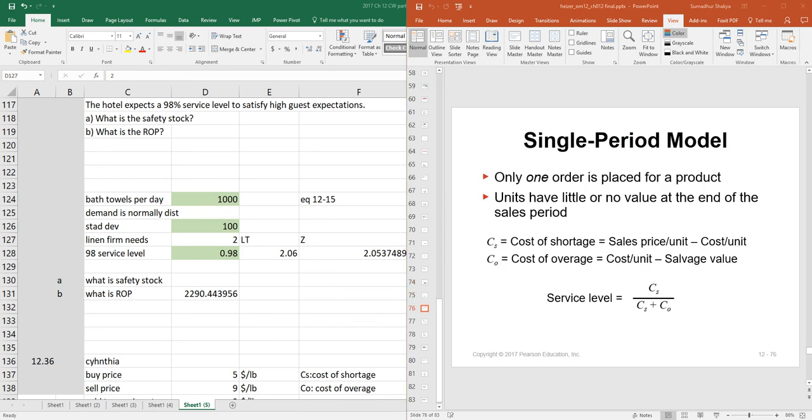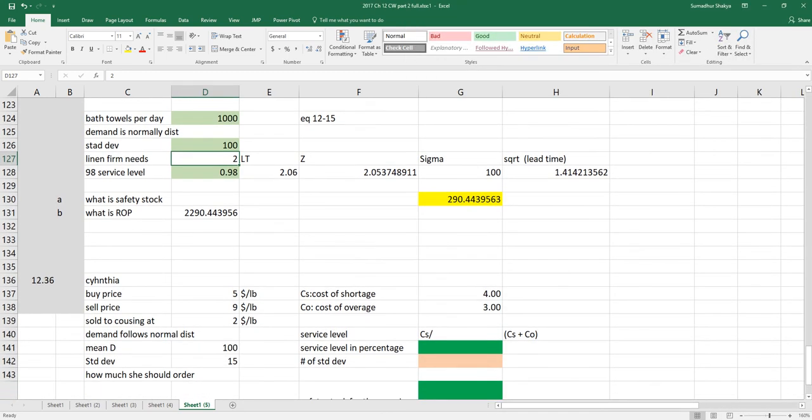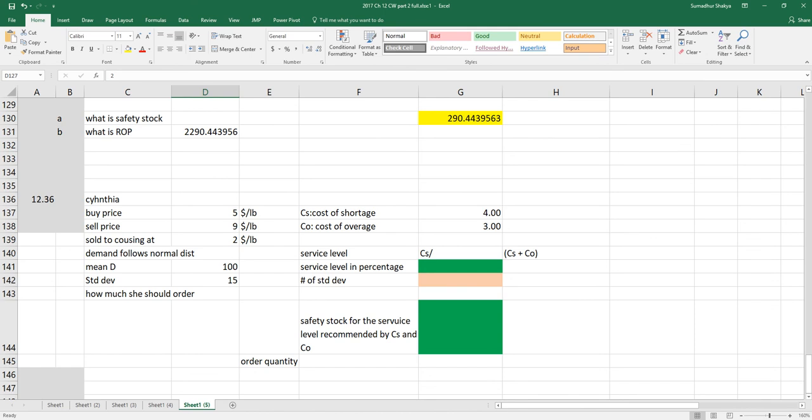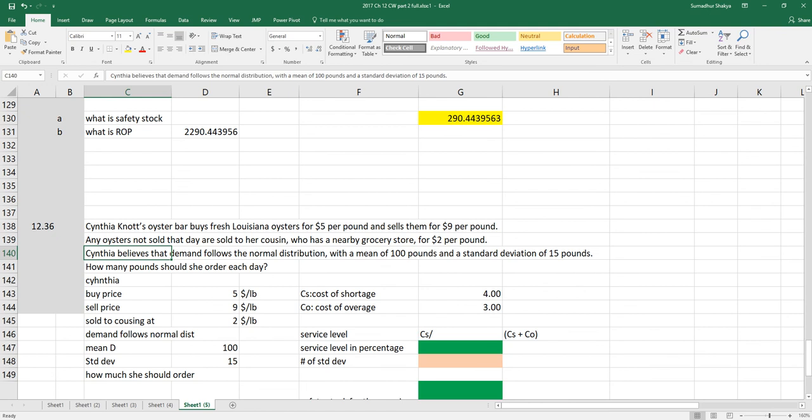So moving on, we also have a single period model wherein only one order is placed for the product. In this case, this formula helps you to calculate the service level that can be achieved given the lost sales and the cost of overage. Okay, so let's practice one of the problems like that. So we know the question. Let me give you the full version.